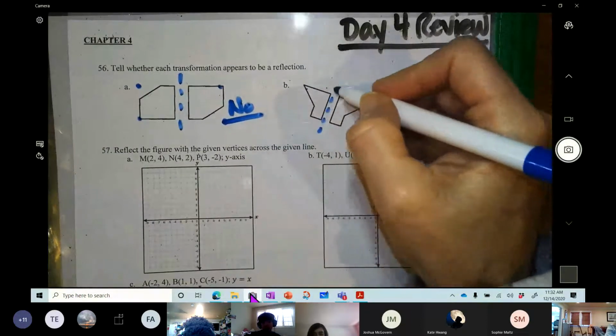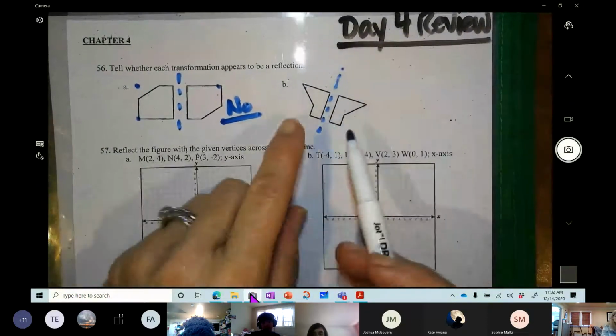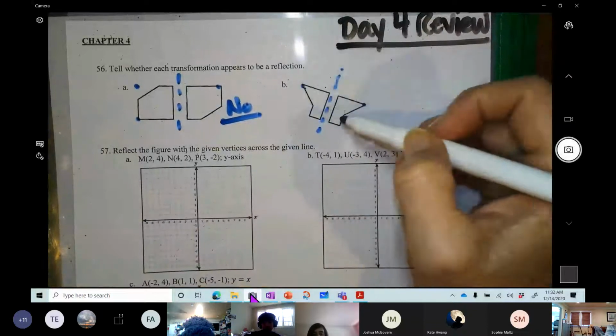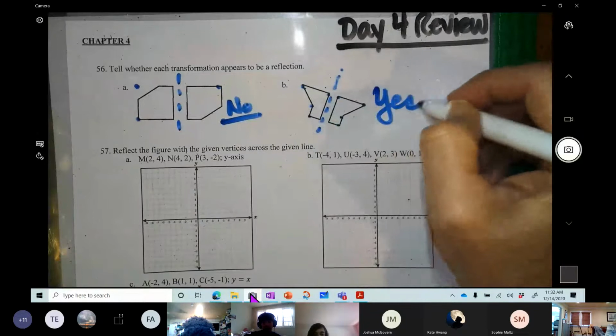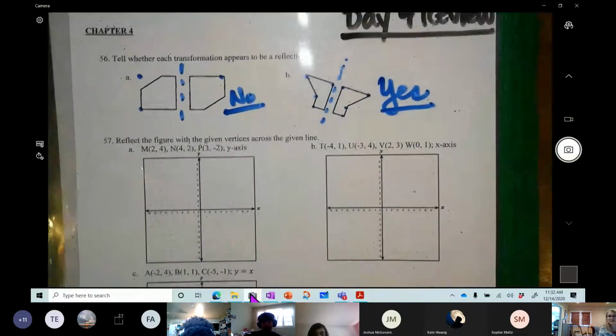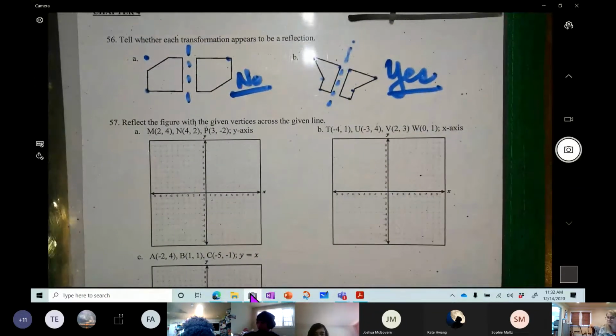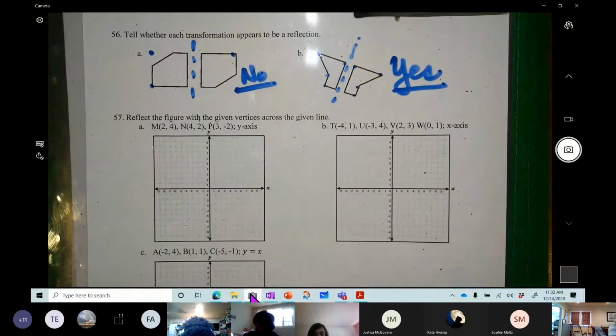However, if I look at this one, and if this was on paper and I folded it, like this matches that, this matches that, all the points match up. And so this is a yes. This does appear to be a reflection. You'll have to do a few of those. Okay? Again, any problems, pop your hand up and we'll be good.